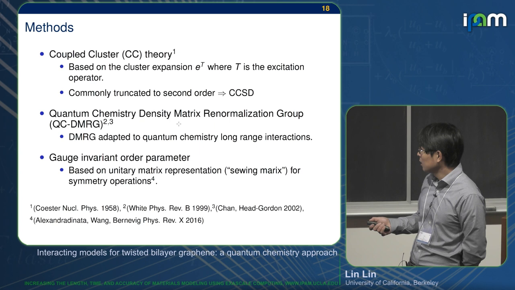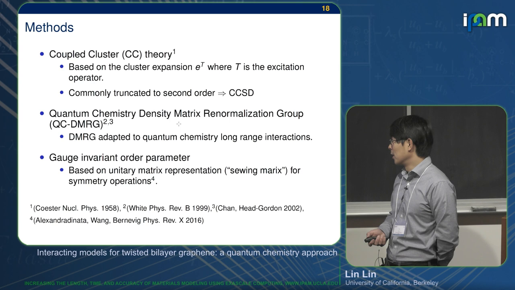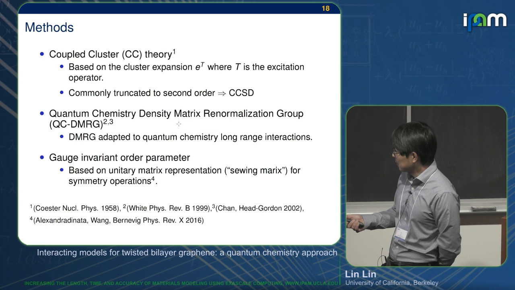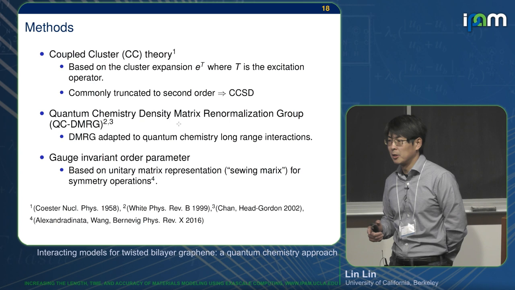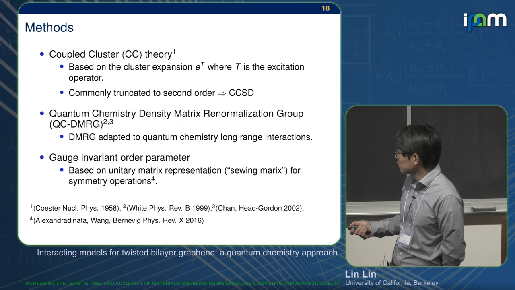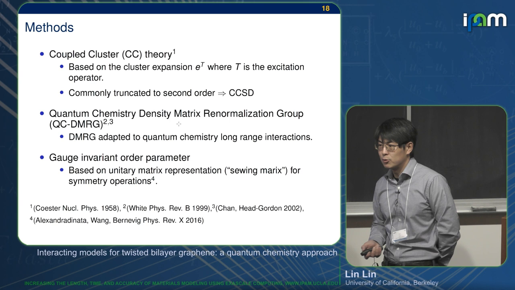As I said, one useful thing we developed is this gauge-invariant order parameter, which is based on a unitary representation called the sewing matrix. I never encountered this term elsewhere, though. Maybe in group representation theory, it's called something else. But this is a sewing matrix for symmetry operations. Some of the background material can be found in earlier works by Andrei Bernevig.